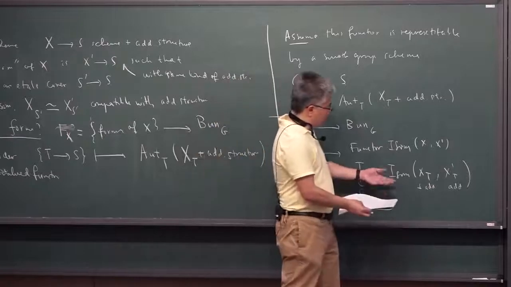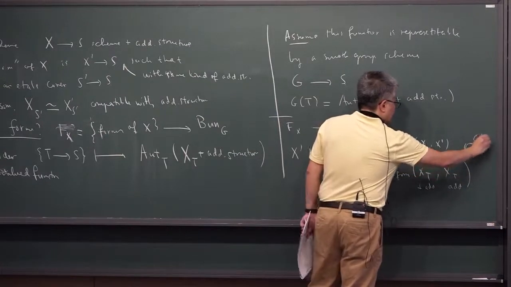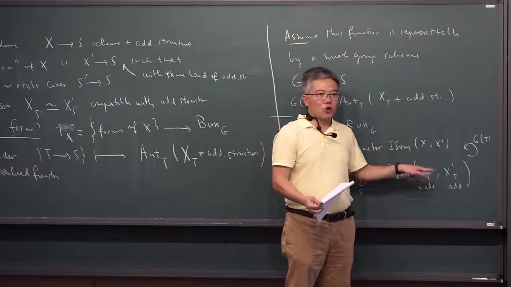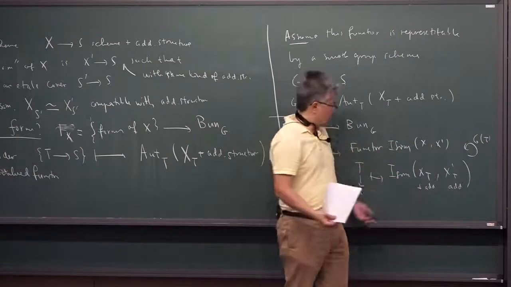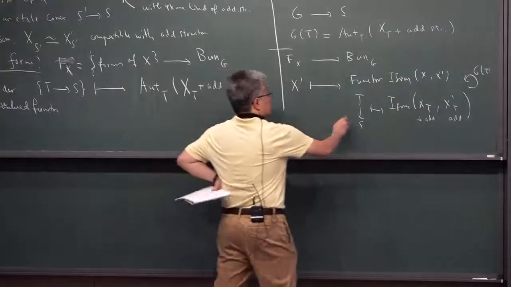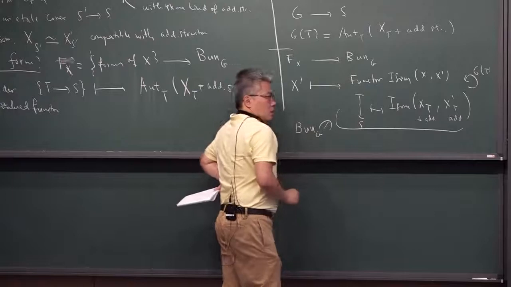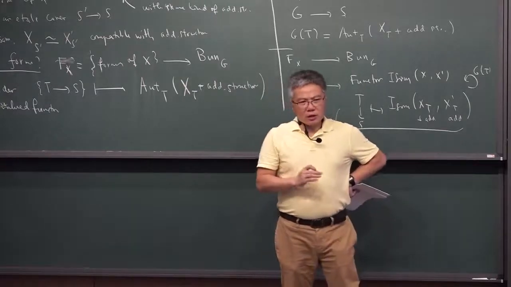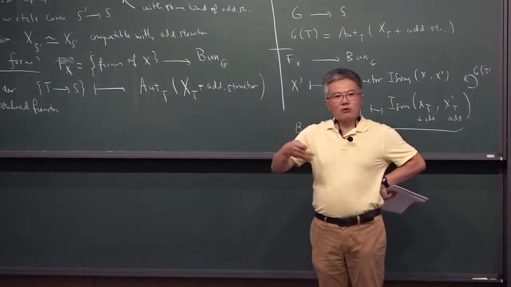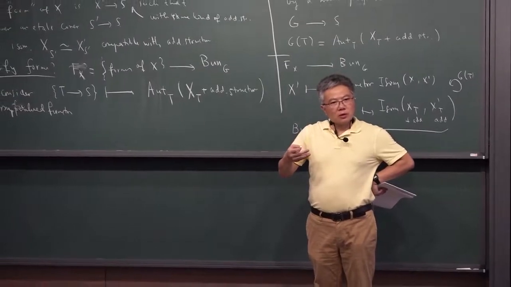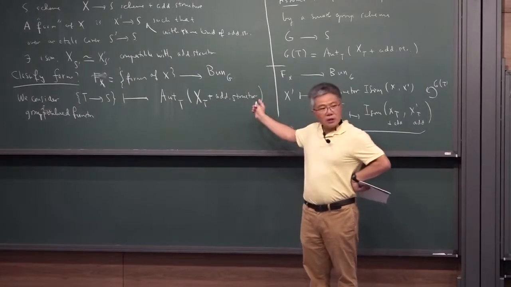So now this thing is really acted on by G. Because when I have two isomorphisms, when you compose one with the inverse of the other, you get an automorphism. And so this functor is a nontrivial G-torsor. So this is a very abstract construction: how to go from forms to bundles over the automorphism group. The formalism is very easy.